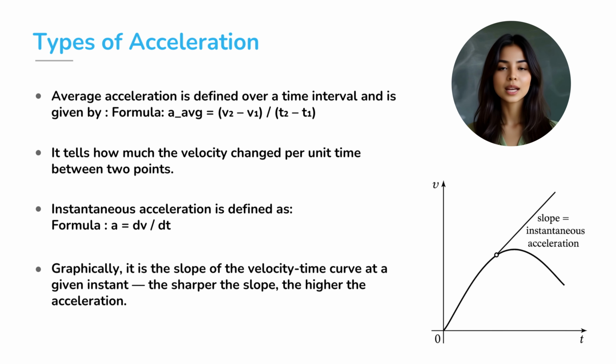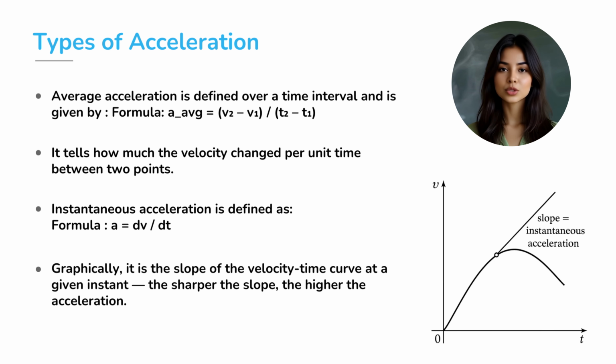Let's now understand the two types of acceleration, average and instantaneous. Average acceleration is defined over a time interval. It is calculated as a average equals (v2 minus v1) divided by (t2 minus t1). This gives you the overall rate at which velocity changed during that time.